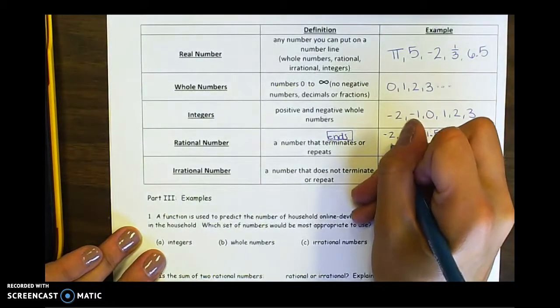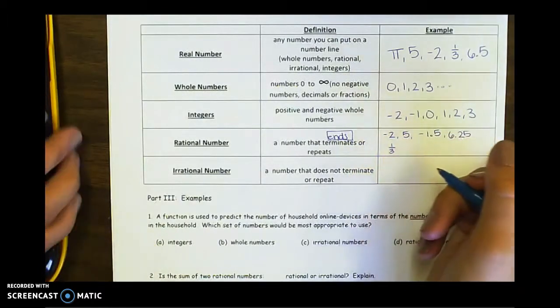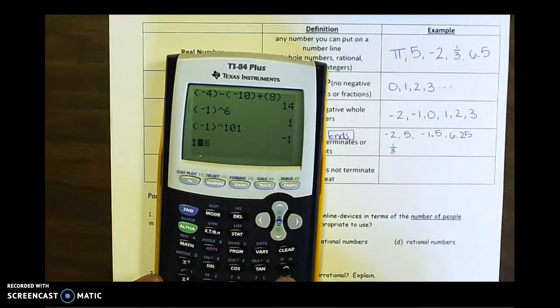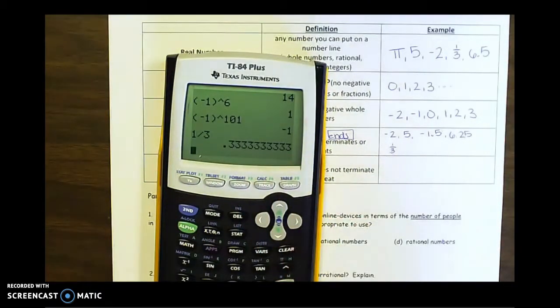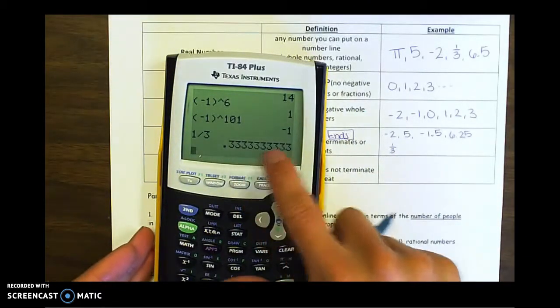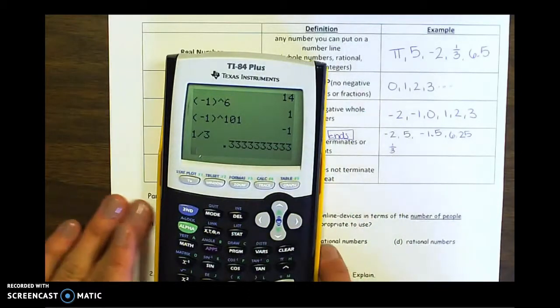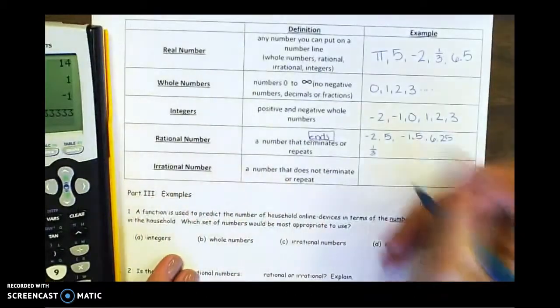We could have 1/3. Now, if I do that in the calculator, let's double check. 1 divided by 3. So that's 0.33333333. Now, it doesn't end. It keeps going on forever, but it is repeating, which means it's a rational number.